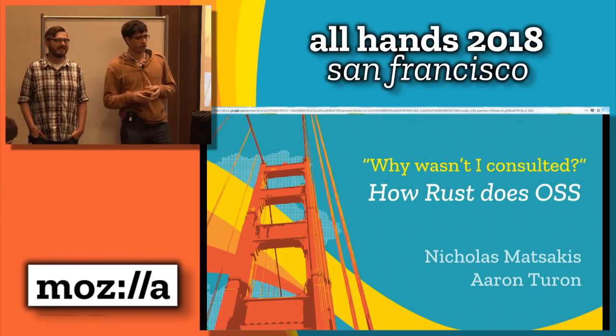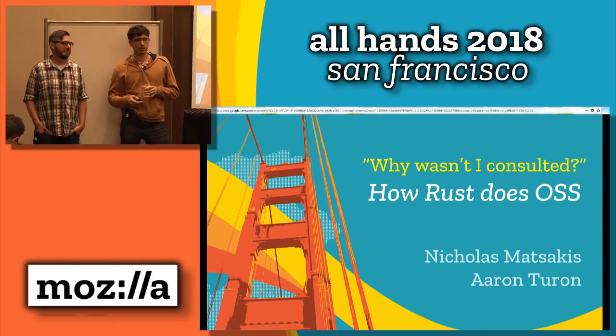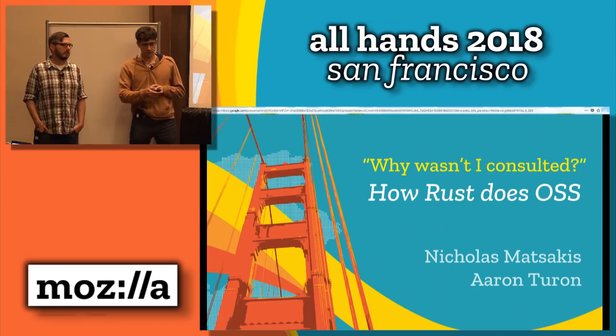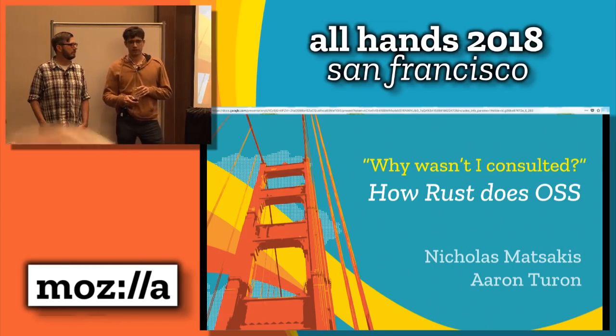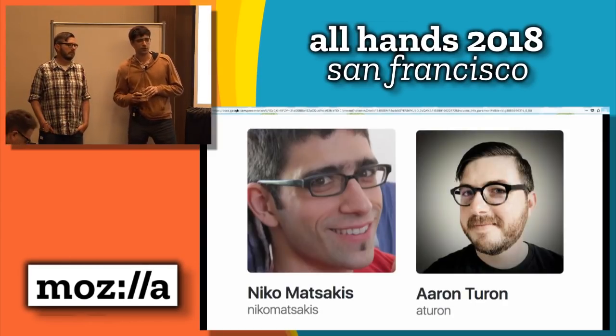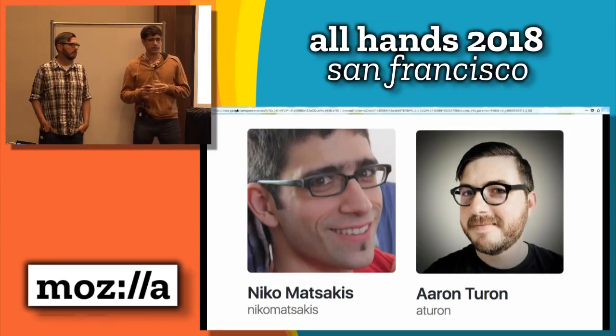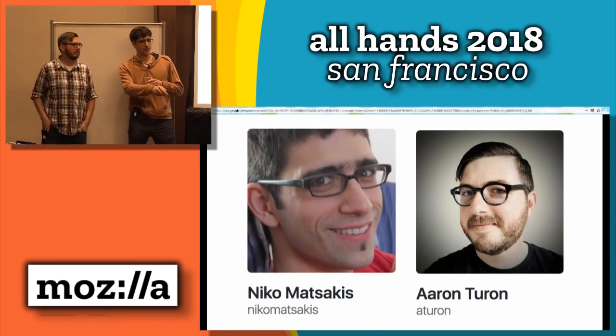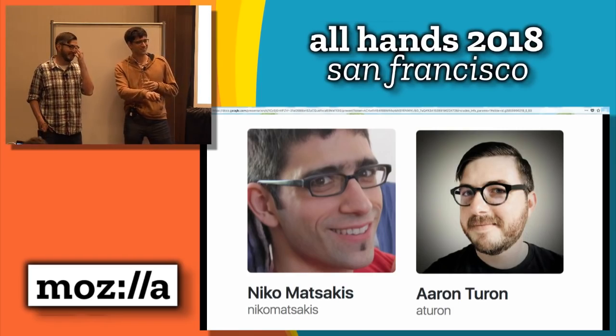Welcome to our talk. We're going to be talking about Rust and the approach to open source that we've been kind of discovering and experimenting with over the years. So I'm Nico Matsakis, and this is Aaron Turan. Here's some outdated pictures of us, or at least of me, from GitHub.